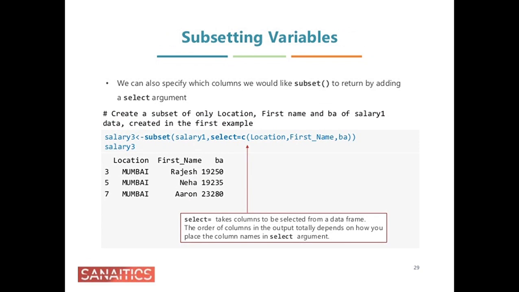Subsetting variable. We can also specify which column we would like subset to return by adding a select argument. Select takes columns to be selected from a data frame. The order of columns in the output totally depends on how you place the column names in select argument. Following is the code and the output.